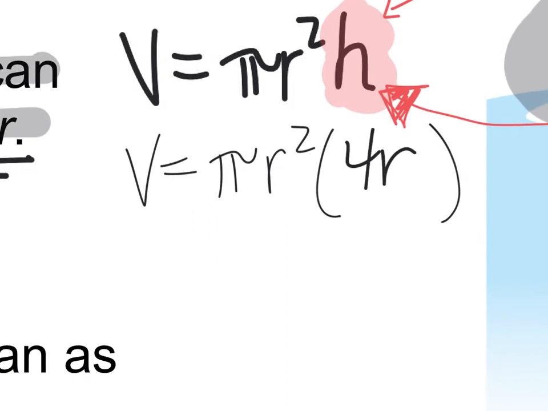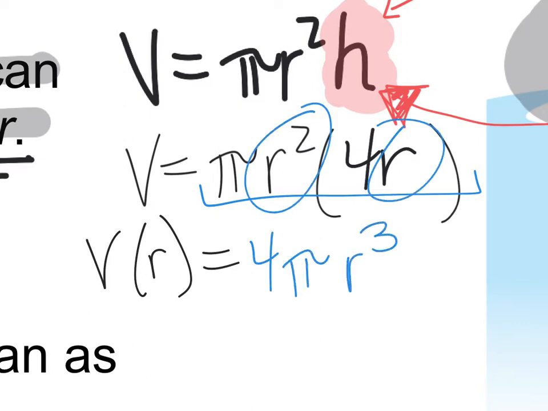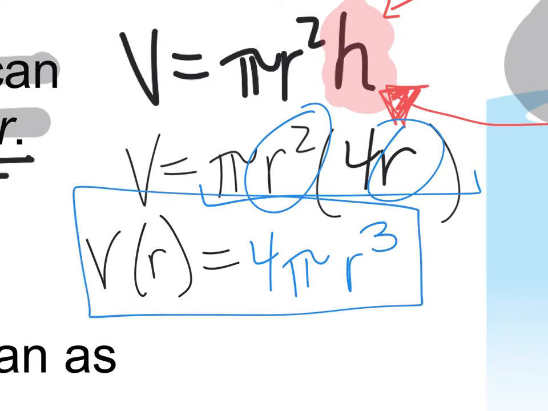Then notice I can say V as a function of r, so I only have r's in there, is, and then I can multiply this all together. So 4 pi can stay, and then I have r squared and r, so r squared times r is r to the third. Here we have our volume formula with only the radius. There's no height in there, only the radius.